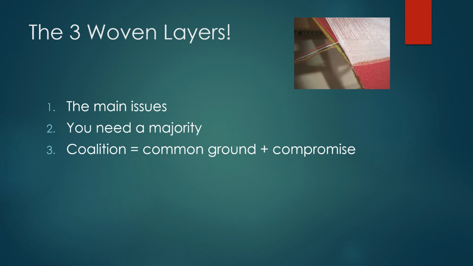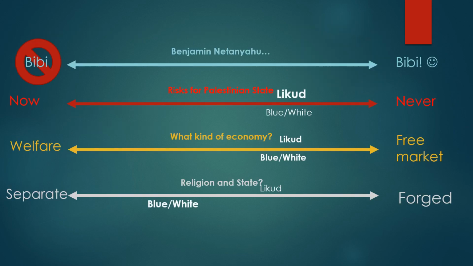Here's where the two parties come apart, not on religion and state, but because there's a new issue in 2019, and that issue is Benjamin Netanyahu himself. Blue and White is a party that was established specifically in order to get rid of Benjamin Netanyahu. This is an issue that Blue and White cannot compromise on, and as such, they can't ever be a partner with Likud except for two possibilities.